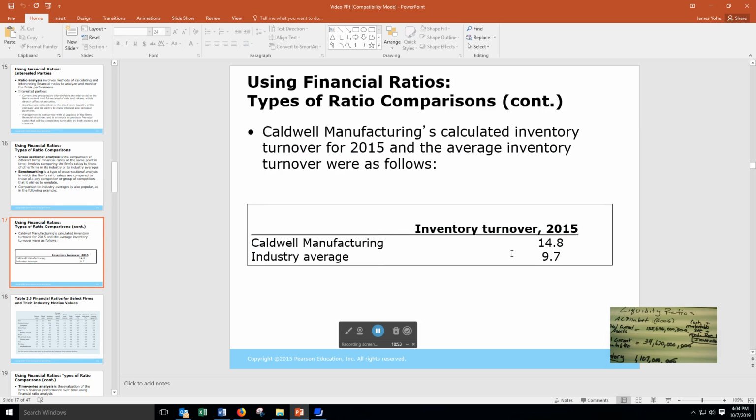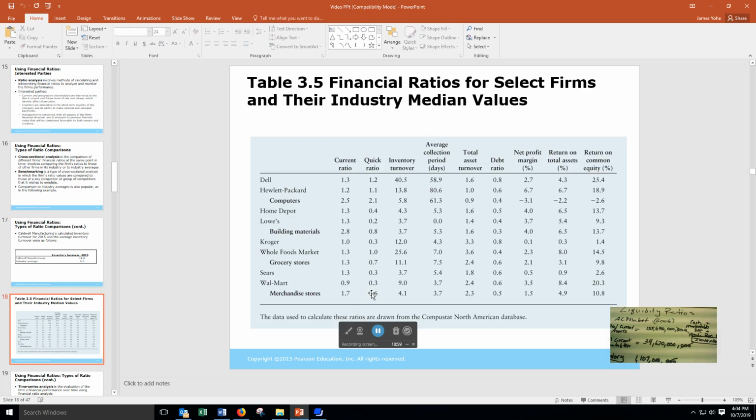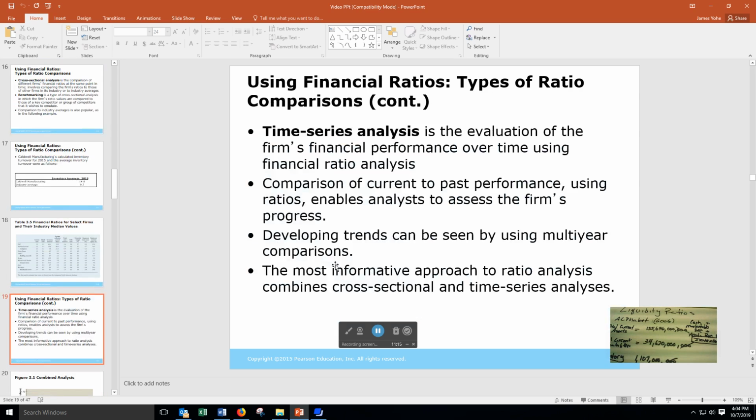Okay, Caldwell Manufacturing is turning their inventory over at a higher rate than the industry average, so they'd be pretty happy with that. All right, here are just different ratios: current ratio and quick ratio. These are the two we're going to be looking at today. Those involve the ability of this firm to pay its bills, basically.